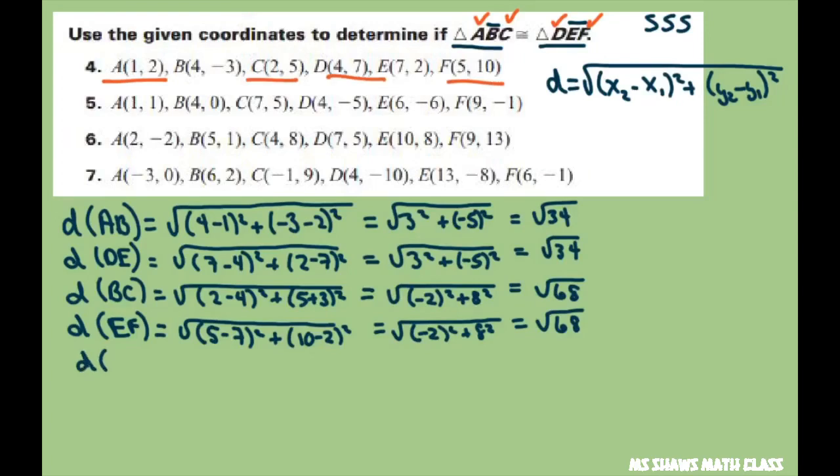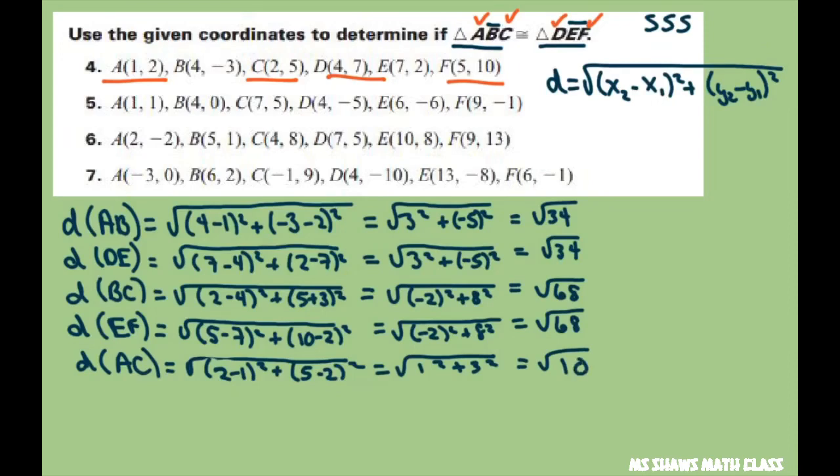So the distance of AC equals the square root of 2 minus 1 squared plus 5 minus 2 squared. So that gives you the square root of 1 squared plus 3 squared, which gives you the square root of 10. Therefore, the distance of DF should equal the same.